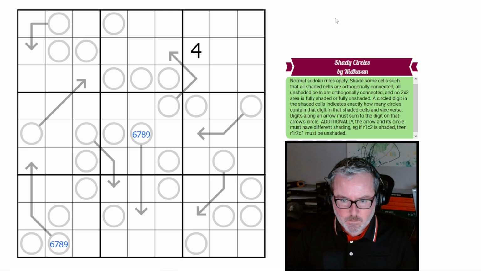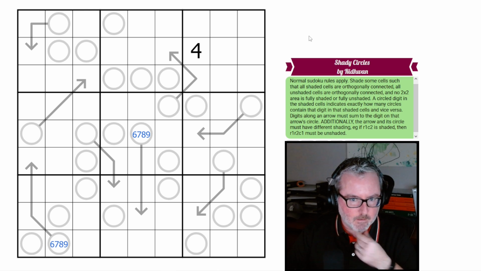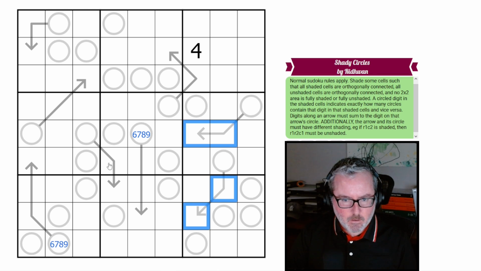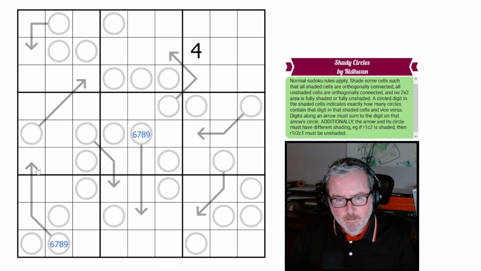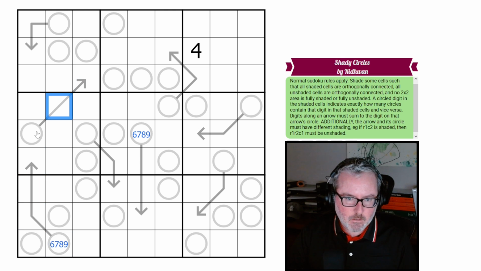Let's see what else we got here. And of course, this 4 doesn't impact these at all. What else do we have to look at here? Because these other arrows don't do a whole lot. But maybe we need to think about the dichotomy of shaded and unshaded with our arrows.